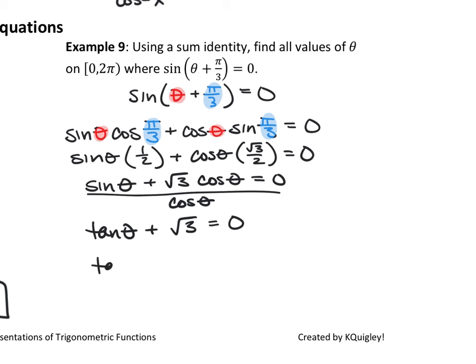If I finish solving this problem, this is tangent of theta equal to negative square root 3. What are the angles where tangent is equal to negative square root 3? 2 pi over 3. That's one of them. What's the other one? So that's from quadrant 2. The other place where tangent is negative is quadrant 4. So what's the quadrant 4 version of pi over 3? 5 pi over 3.